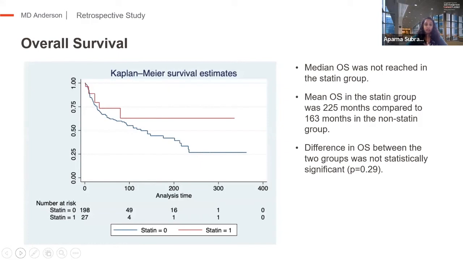Looking at the overall survival curves, we see that the median OS was not reached in the statin group. The mean survival in the statin group was 225 months compared to 163 months in the non-statin group. And the difference in the overall survival between the two groups was not statistically significant, with a P of 0.29. The median follow-up time for the entire cohort was 37.2 months.